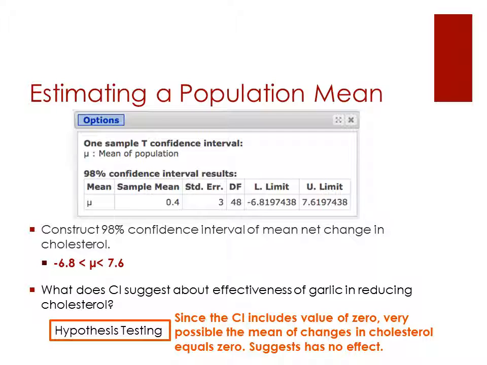So the value of 0, meaning 0 change in cholesterol level, resides between negative 6.8 and 7.6. So it is perfectly possible that the mean change in cholesterol level was 0, which would mean, of course, that there was no effect.